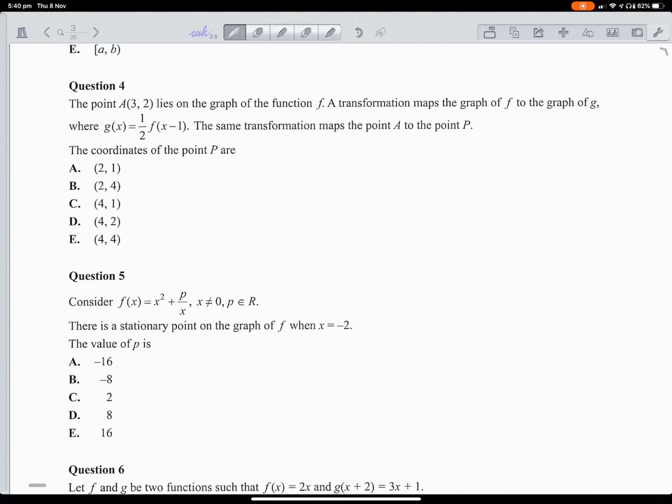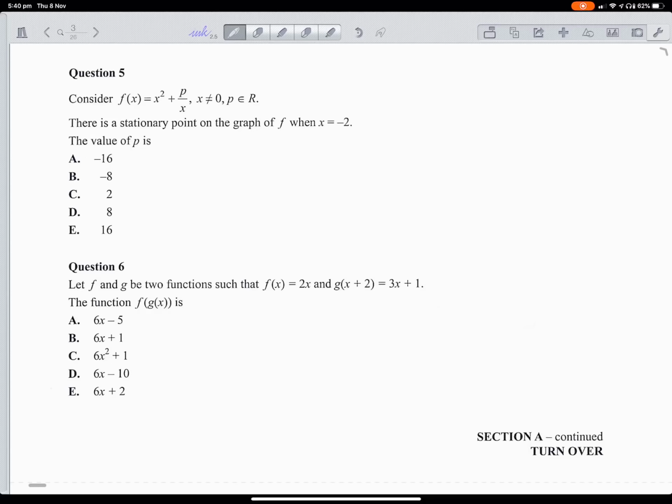Okay, point A lies on the graph of f. A transformation maps the graph of f to the graph of g, where g is a half f of x minus 1. The same transformation maps the point A to the point P. The coordinates of the point P is R. So it's translated 1 to the right, so that would be 4, 2, and then it's dilated a half from the x-axis. So our y values are halved, so I get 4, 1.